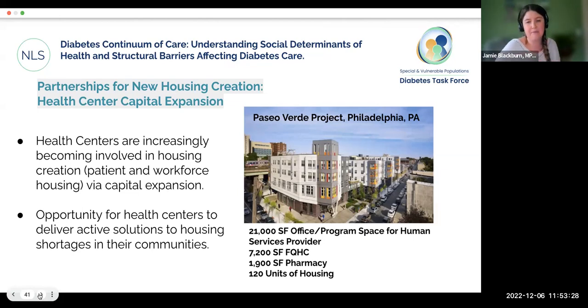So I love this example. This is Paseo Verde in Philadelphia. They engaged in a capital expansion project, which provided 21,000 square feet of program space for the human services providers, over 7,000 square feet for an FQHC, an on-site pharmacy, and 120 units of housing. I love this example because it really shows how, and we have numerous examples like this, and certainly if you are interested in exploring this option for your health center, CSH offers one-on-one technical assistance around all things housing and homelessness and particularly around capital expansion for your health center. And we are really generously funded through HRSA to provide this for health centers. So if you're interested in learning more about that, please reach out to us.